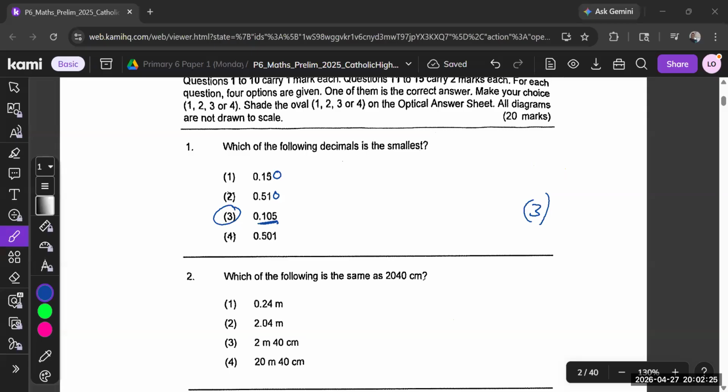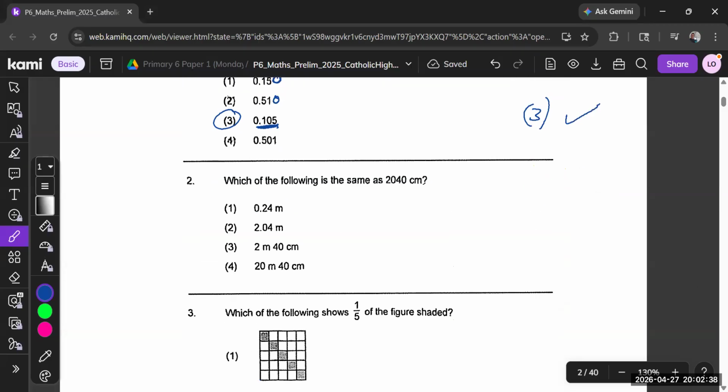Okay, question one, the answer is 3. So you have to make the decimals to have 3 decimal places, and then you can compare easily. So 0.105, that's the answer. Okay, all right, question two, the answer is number 4.